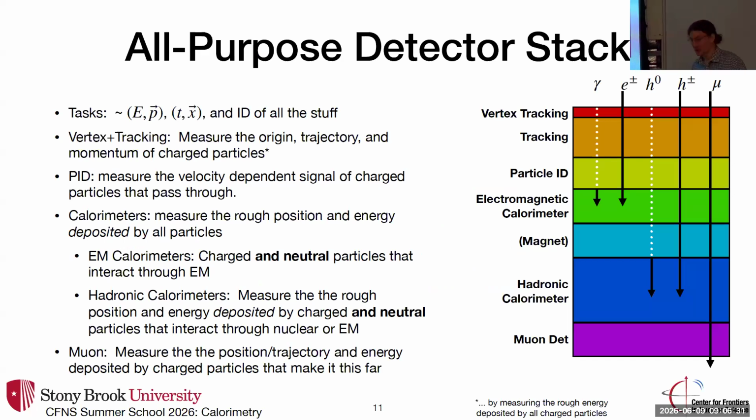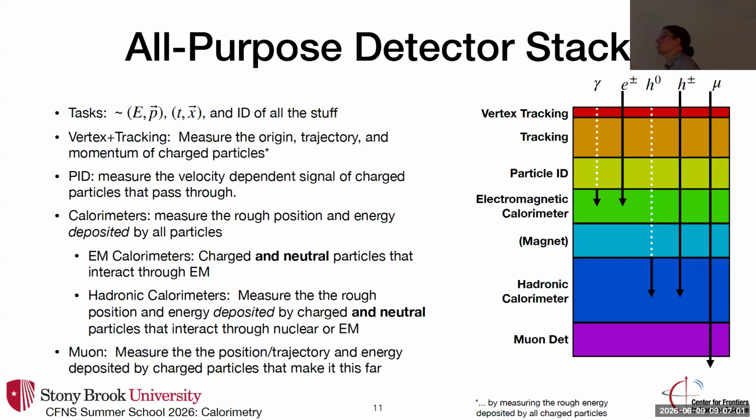So the task of the detector is to measure kind of four vectors: the energy and momentum vector, the time and position vector, and then through other methods, maybe the identity of the particle that was at those places at those times with those momenta. This is kind of upside down. So imagine your beamline is up here. We have a hard collision up here somewhere, and it sends various kinds of particles down through our detector.